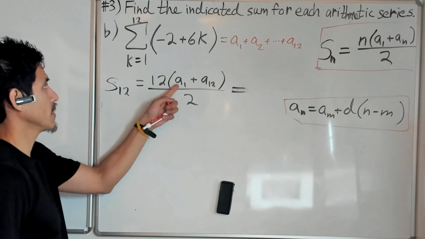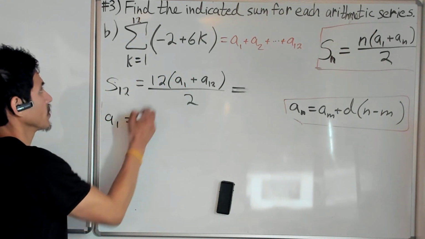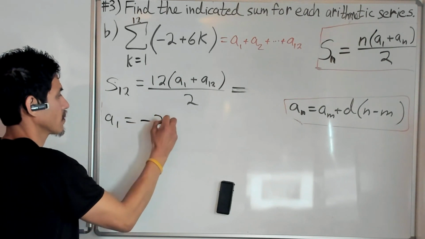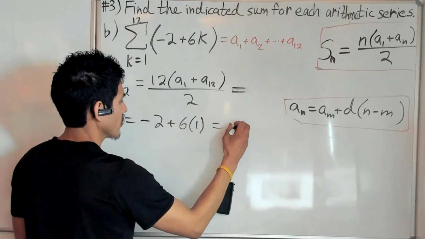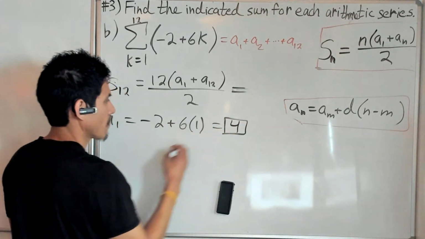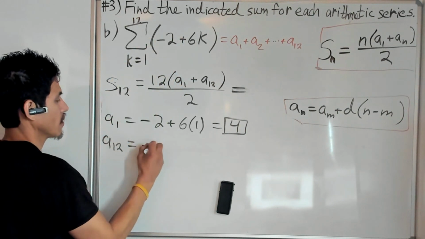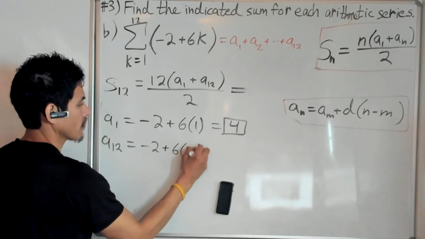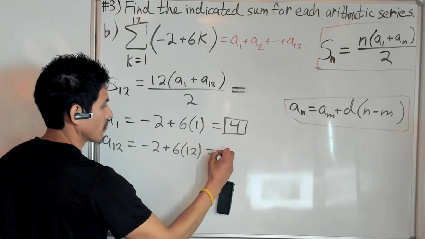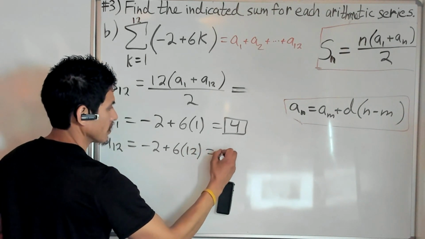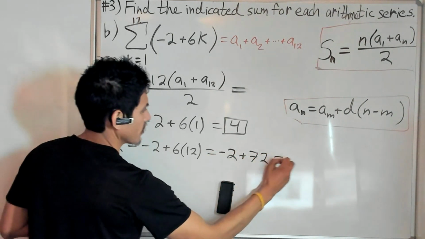And so let's go find A1, and we just have to plug 1 into here. So A1 will be -2 plus 6 times 1, which will be -2 plus 6, which will be 4. And A12, we just plug 12 into here. -2 plus 6 times 12. -2 plus 72. Let me just write it down in case you need the work. That'll be 70.